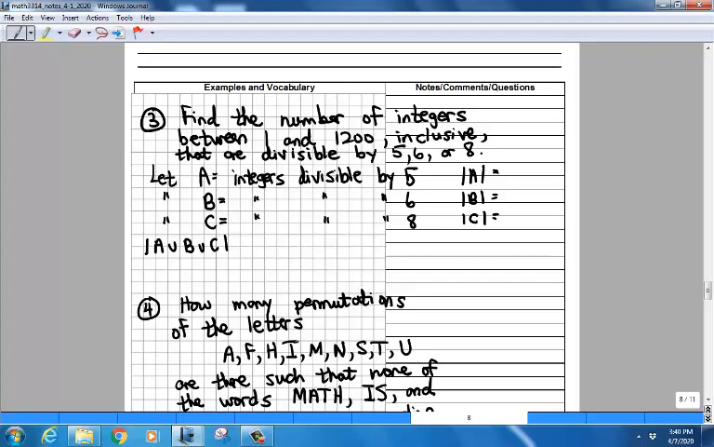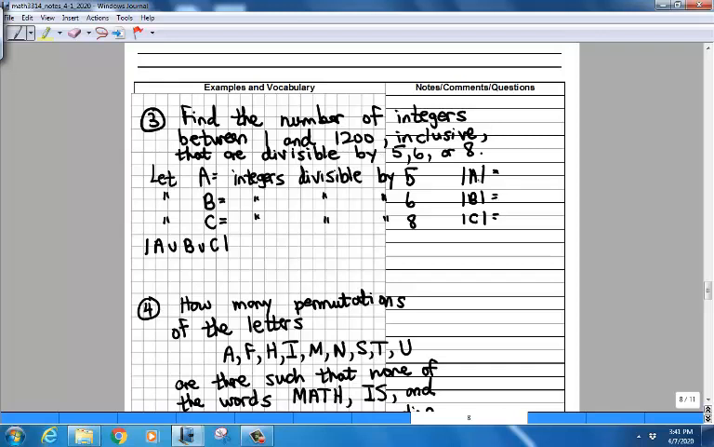All right, here's what I'm going to do. I'm going to let A be the set of integers divisible by just 5. We're trying to count the set divisible by 5 or 6 or 8, but I'm going to let A be just the set divisible by 5. So what numbers between 1 and 1200 are divisible by 5? Well, there's quite a few, of course. In fact, every fifth integer between 1 and 1200 will be divisible by 5. So 5, 10, 15, 20, 25, etc., all the way up to 1200, which is also divisible by 5.